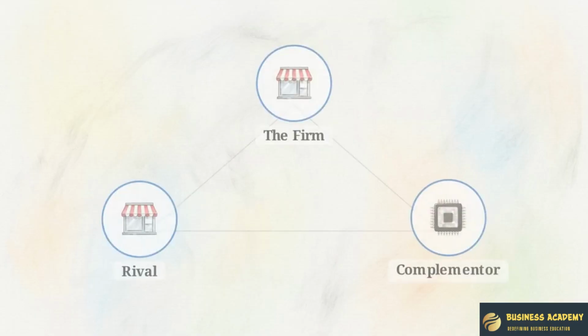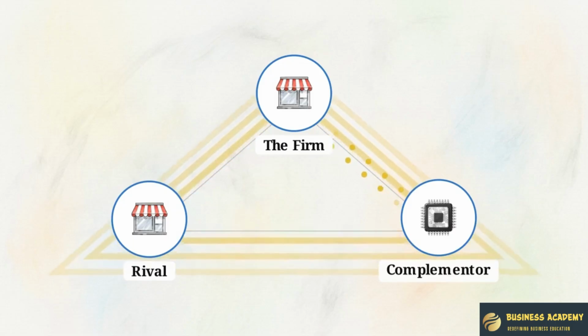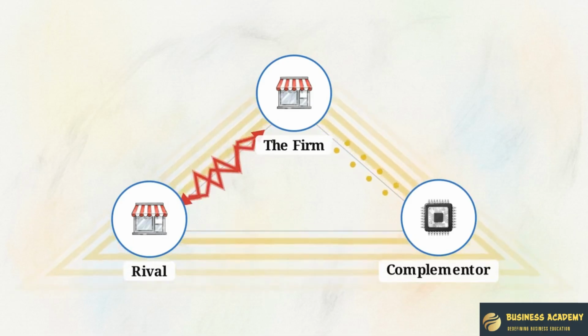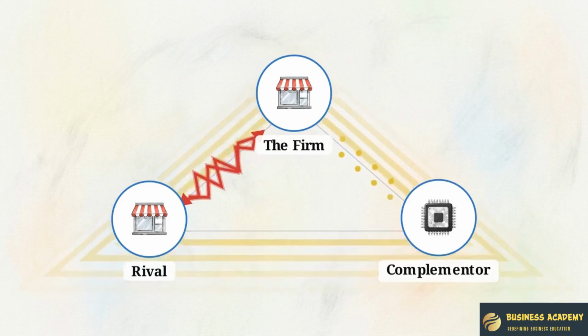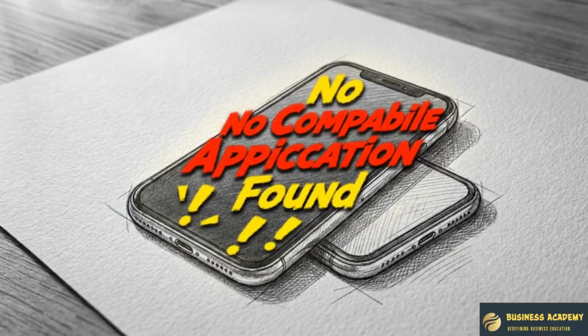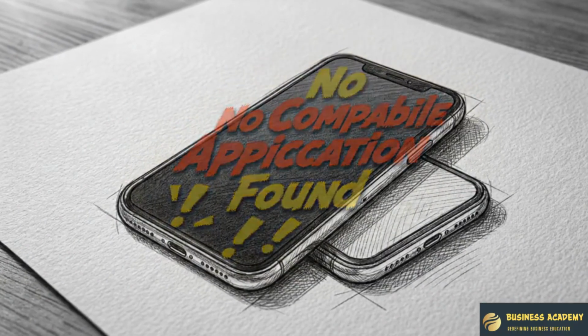This introduces the dynamic of co-opetition. Firms simultaneously cooperate with complementers to expand the total size of the market, while fiercely competing with rivals over the division of those newly created profits. Ignoring this network is a critical error. Failing to cultivate strategic relationships with complementers isolates a firm and degrades its overall value proposition.